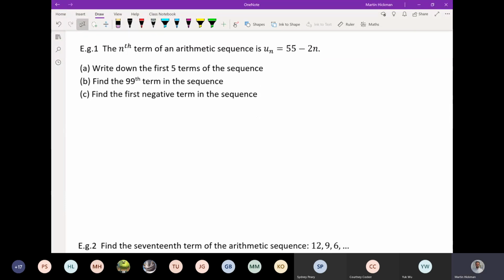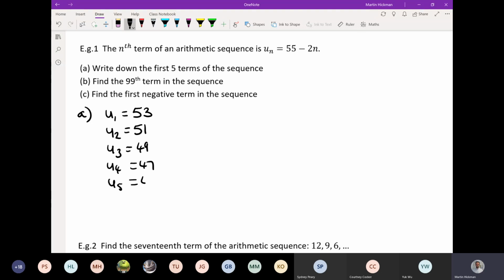Now the first one, we've got the nth term of the arithmetic sequence is un equals 55 minus 2n. Write down the first 5 terms of the sequence. So very simply, the first term of the sequence, we just simply substitute n equals 1 to find out what u1 is. So the first term of the sequence is just when I put in n equals 1, I get 53. To find the second term, I just put n is 2. So 55 minus 2 times 2, 51. So u3 is 49, u4 is 47, and u5 is 45.